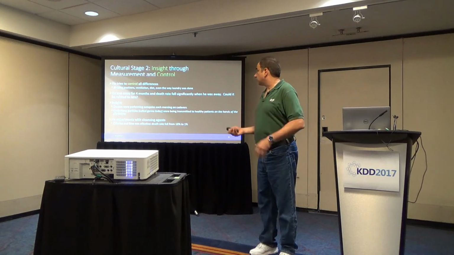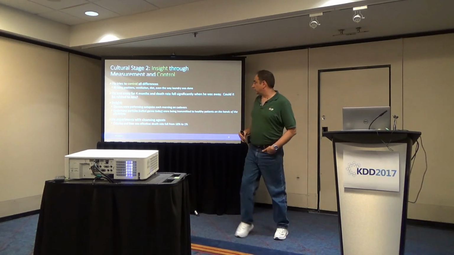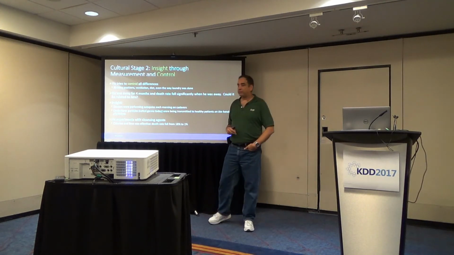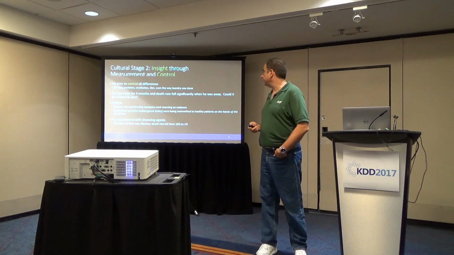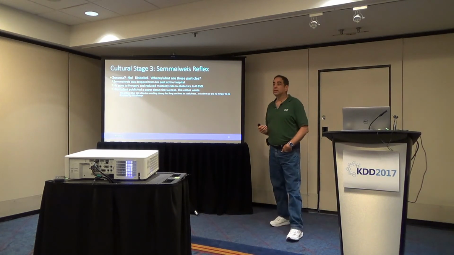So he experiments with cleansing agents. He comes up with chlorine and lime, and the death rate goes from 18% to 1%. Right? Beautiful success story, right? Wrong. So this is stage 3. Nobody believes you.